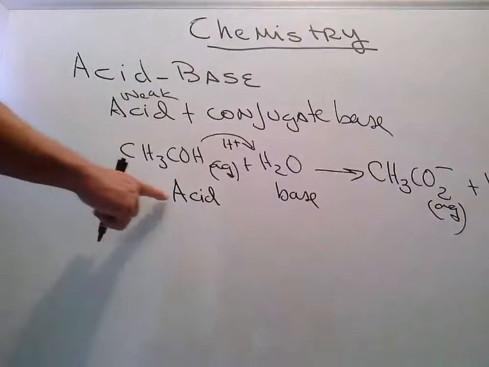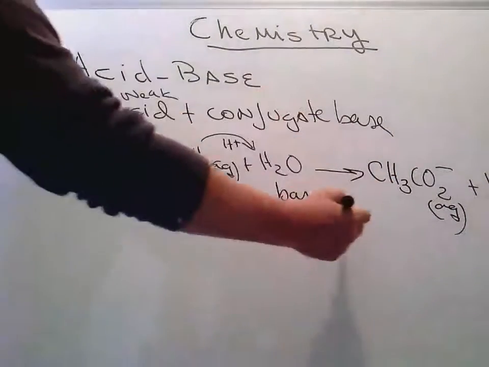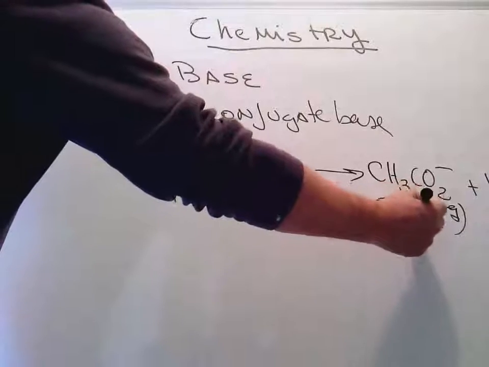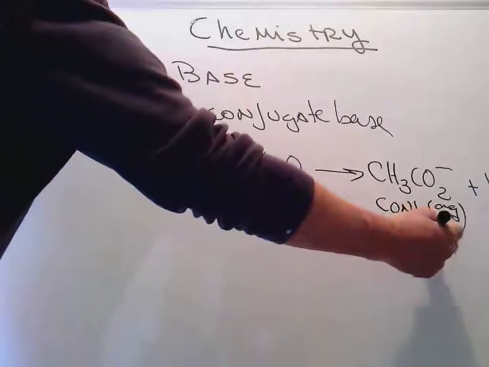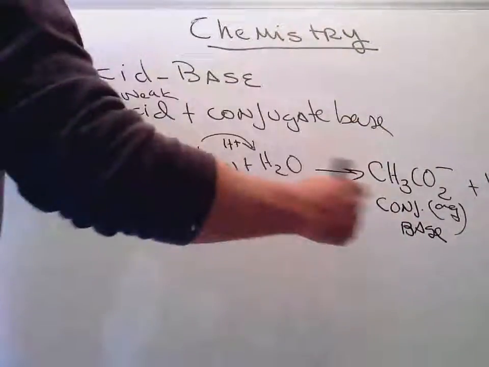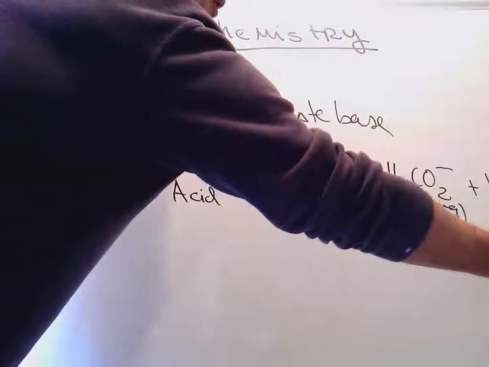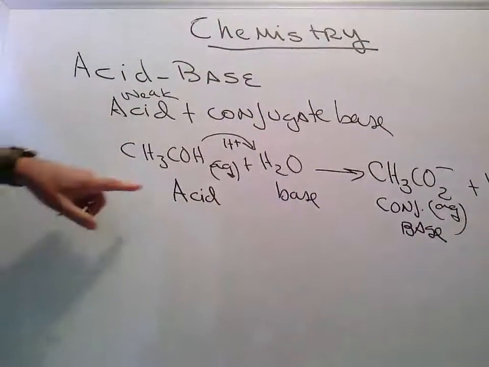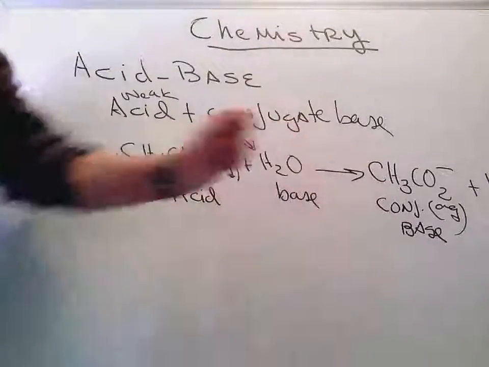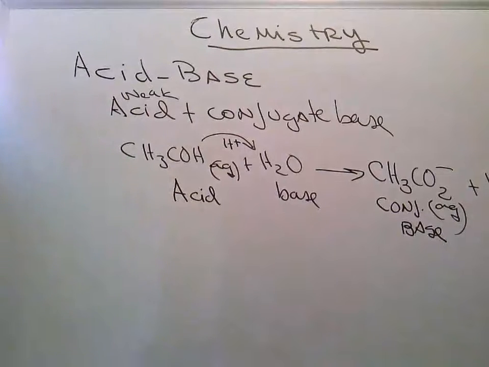Notice the following: the acid will produce an ion. This ion is the conjugate base of the acid, and this ion is the conjugate acid of water. So the weak acid will produce a conjugate base, and the base will produce a conjugate acid. So how can we prepare a buffer solution using that kind of combination?